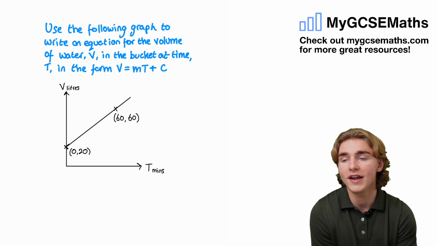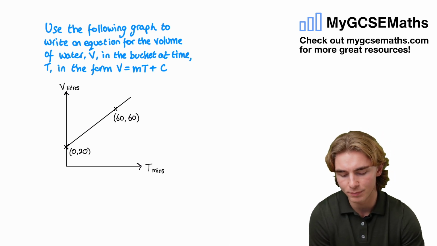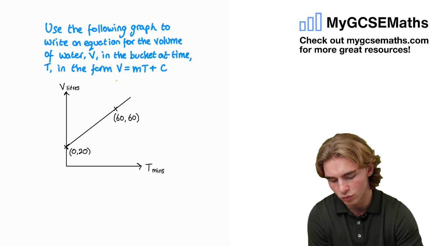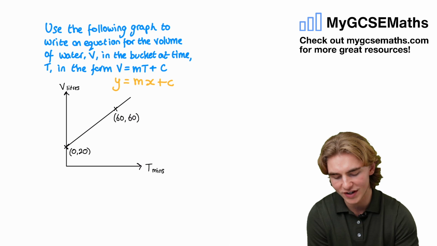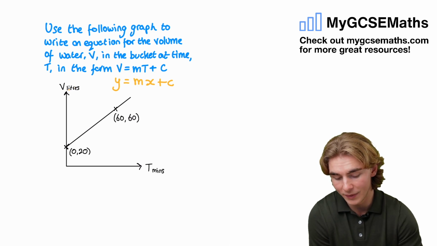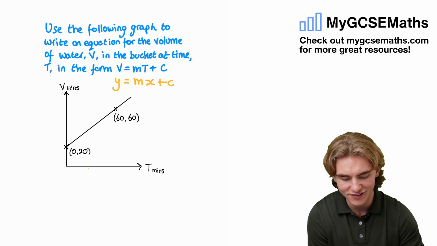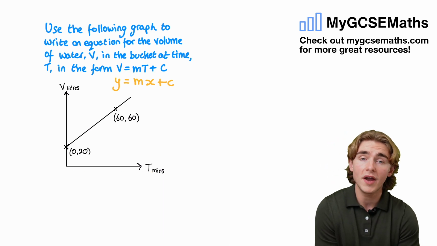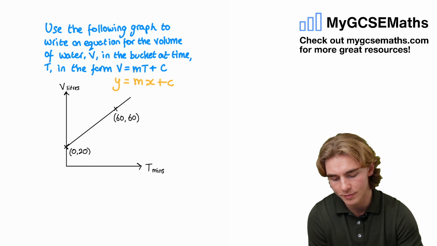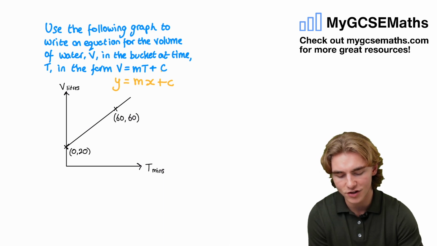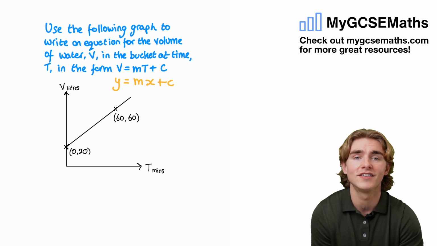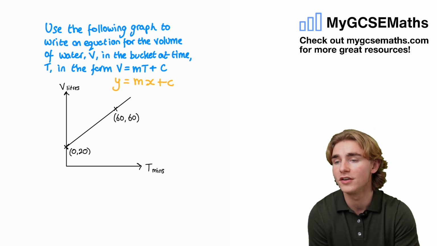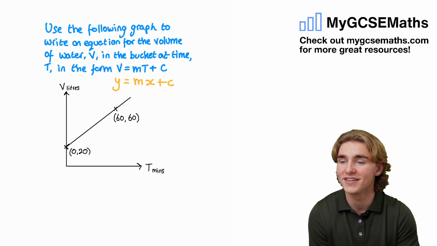The normal equation of a straight line is y equals mx plus c. The only difference here is that we've swapped the y for a v and we've swapped the x for a t. We can see that just like the y normally is, the v is on the vertical axis, and just like the x normally is, the t is on the horizontal axis. So we're going to use the same method. The m is going to be the gradient of the line, the c is going to be the y-intercept. So we have to think of those two things, the gradient and the y-intercept. When we have them, we can just plug them into that equation, v equals mt plus c.